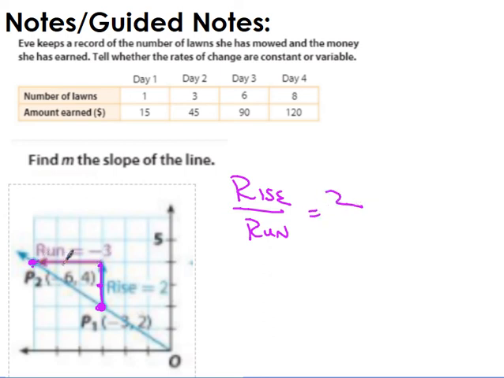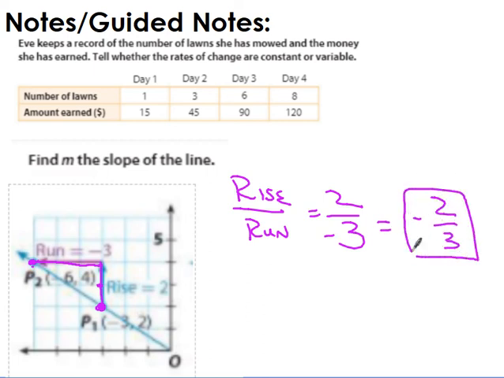And then the run is going left to right. 1, 2, 3. So the run is 3. But the run went in a negative direction, so that's why it's negative 3, giving me a slope of negative 2/3. And I am done. So the slope would be negative 2/3. Another way we know it's a negative slope is because if we look at this line from left to right, it's going downhill. If I start on the left side of the line and work my way to the right, I'm going down, not up. So you can always trace it from left to right and figure out if you're going up or down. If you're going up, it's positive. If you're going down, it's negative.